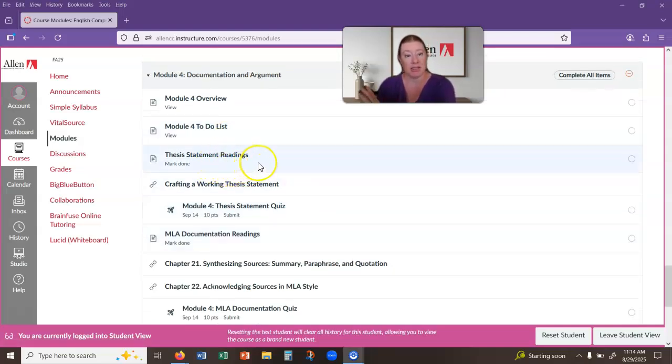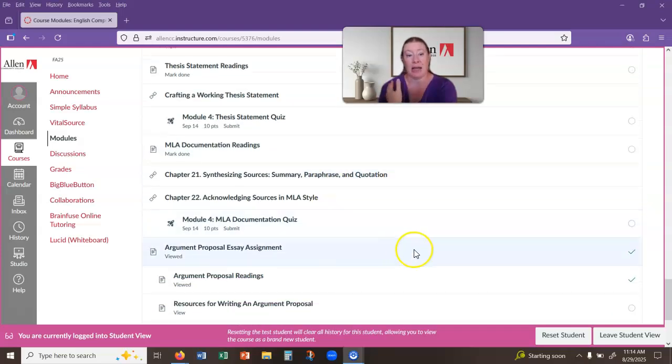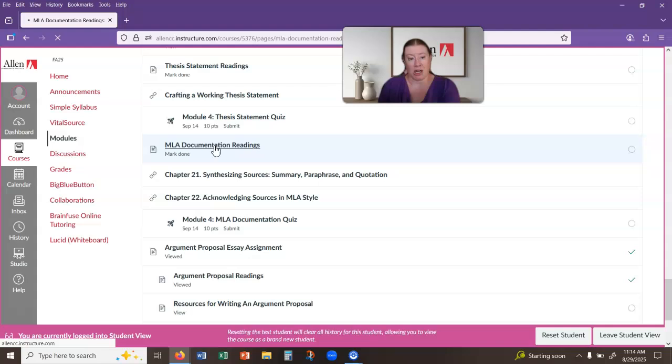Most students know what a thesis statement is by this point, but they maybe need a little refresher on what makes a good thesis statement. So you're going to go over a couple of readings here, and then you're just going to take the quiz. That'll help reinforce some of those things that you probably went over in Comp 1. And then the next thing that you're going to do is look at documentation.